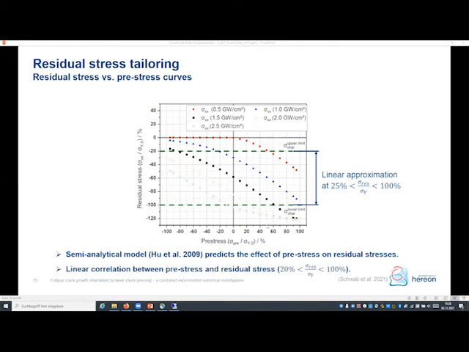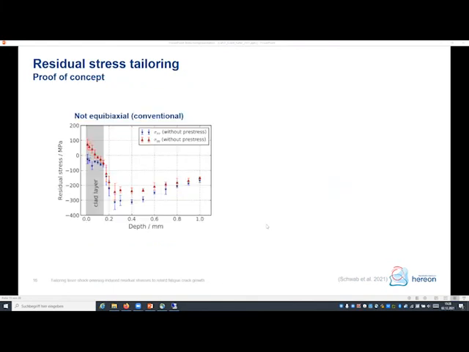And here's the use case for it. So we have a non-equibiaxial residual stress field. This is just a use case to demonstrate the tailoring. Whether it is important to have an equibiaxial residual stress field or not depends on the use case, of course. This is just for showcase. And then we get the non-equibiaxiality here of the residual stress profiles.